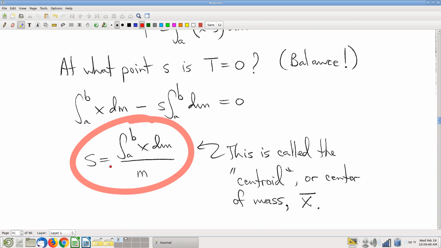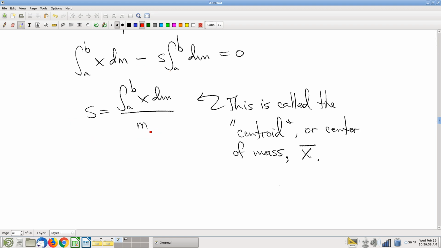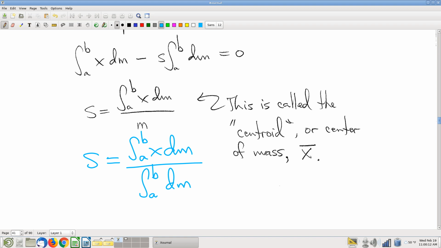So that's what you call the center of mass. Sometimes they call it the centroid. And I'm going to rewrite this a little bit just for algebraic elegance. I'm going to rewrite this as the integral from a to b of x dm divided by mass, but let's not forget that the mass is the integral from a to b of dm. There's something kind of elegant about this formulation: this is a ratio of two integrals where the integrands are x and 1.